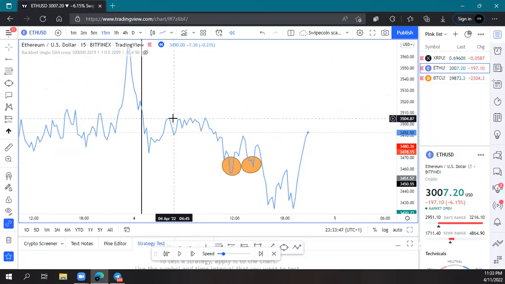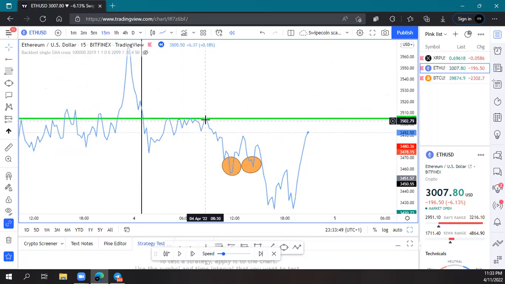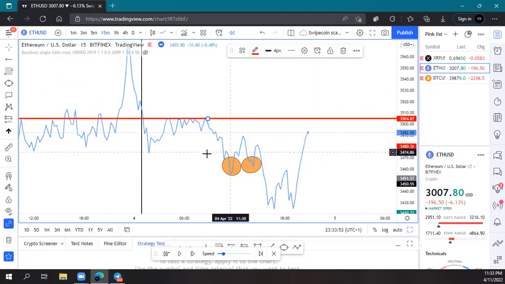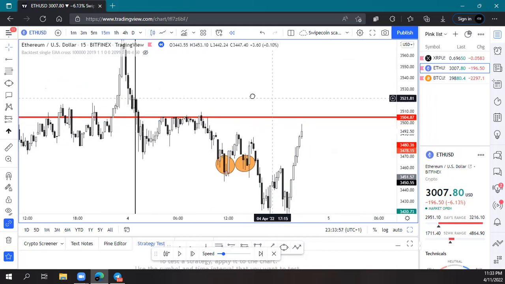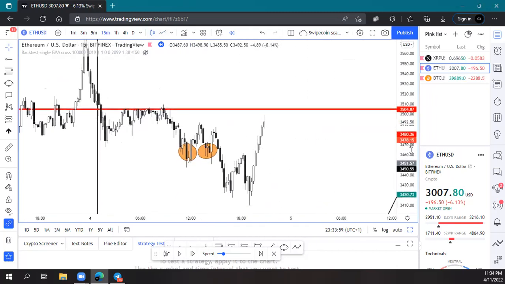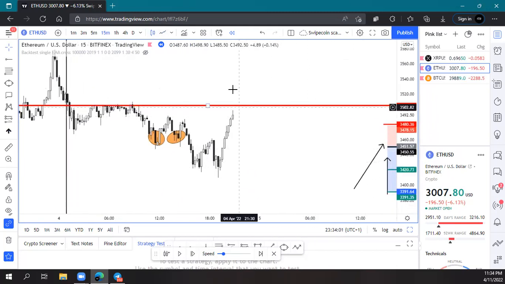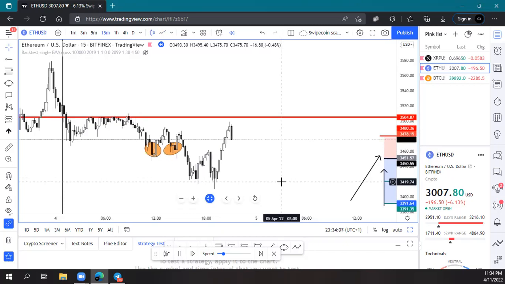So I'm actually going to draw my line there. This is my resistance, right? So what I'm doing is waiting for the market to break and close above my resistance. So if I play this, this is what happens.